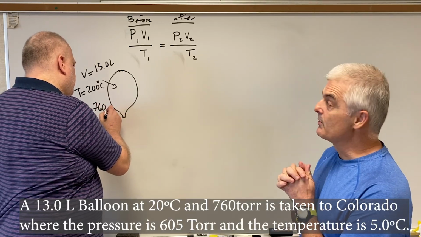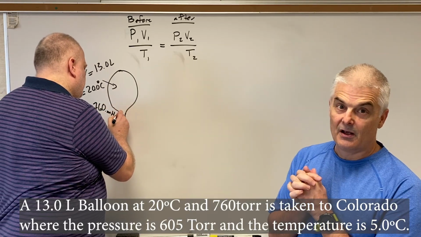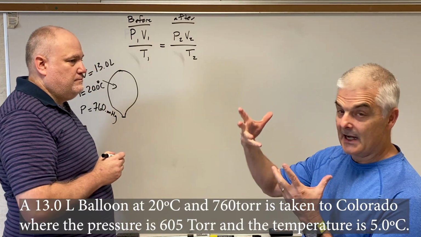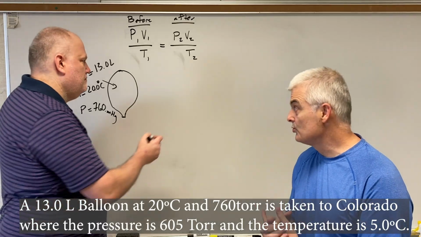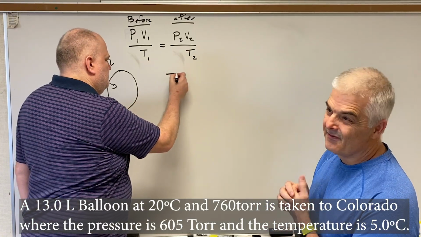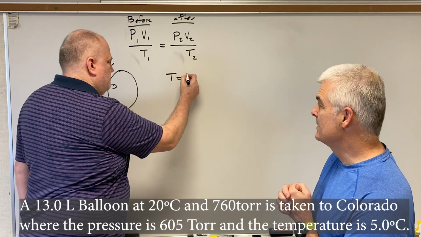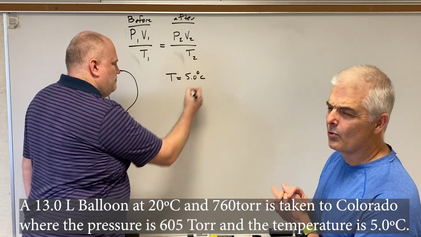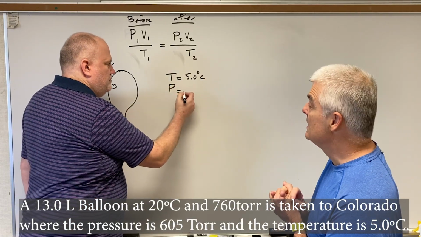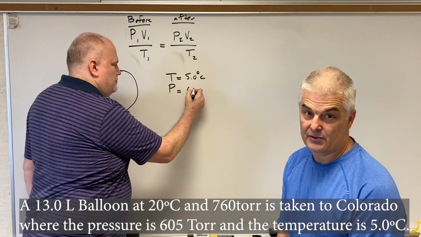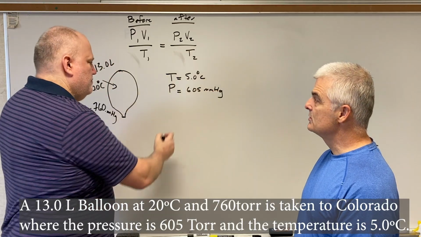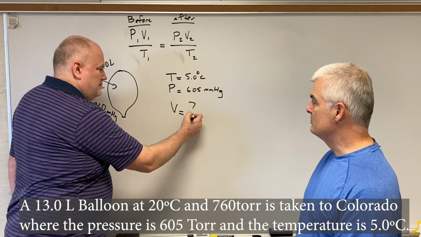Now we're going to take this balloon and go back to Mr. Bergman's home that he used to own in Colorado, and go up to a high altitude where it is colder. The new temperature there might be, let's say, 5 degrees Celsius, because it's a much cooler day. But there's a big change in pressure: the pressure would be, let's say, 605 millimeters of mercury. So the question is, what happened to the balloon? What's the new volume of the balloon?